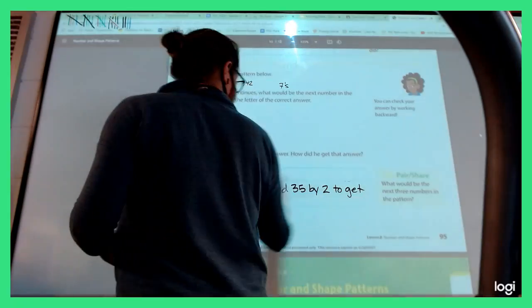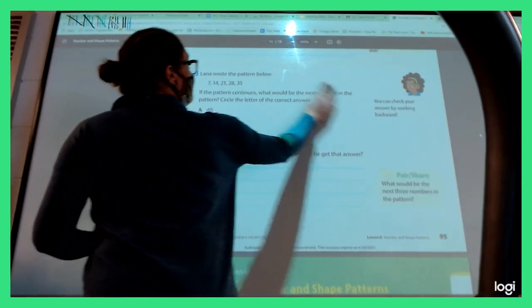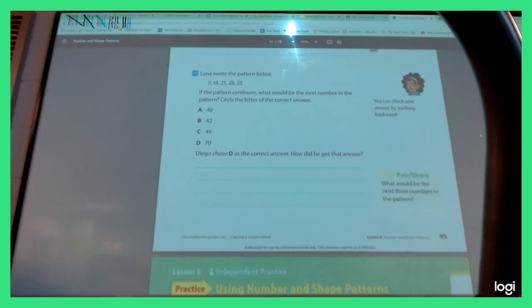Go ahead and scroll it up for me. You guys need to flip the page.